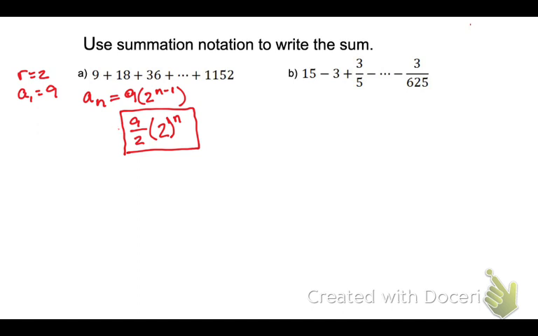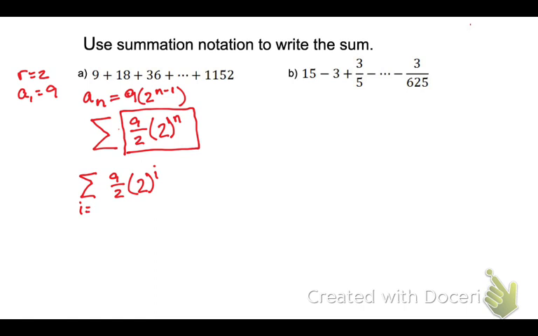What are we writing this in? Sigma notation. So it's just the sum of 9 over 2 times 2 to the n. Oh, I guess we're using n. You guys want to use i instead? Okay, i. From i equals what?